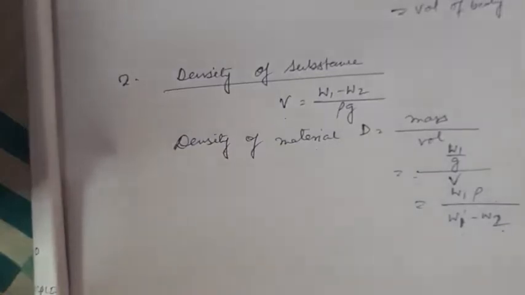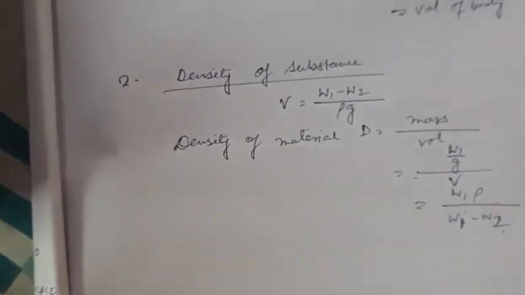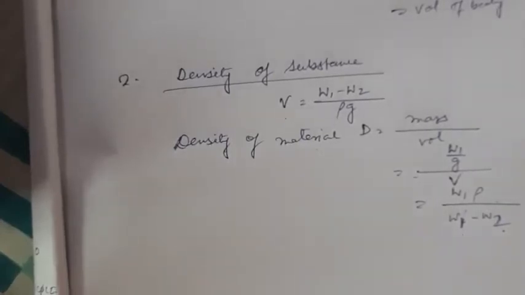Now from the measured values of density, the purity of a metal can be known. If the measured value of the density is equal to the actual density of that metal, then you can say that the metal is absolutely pure. Otherwise it is impure.